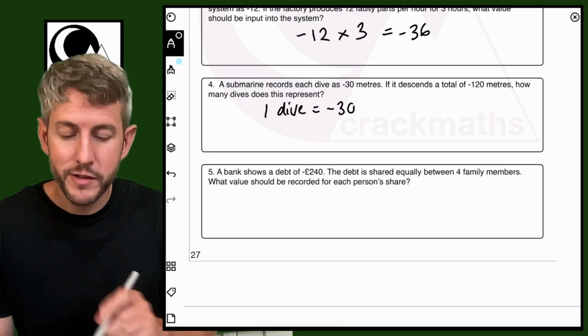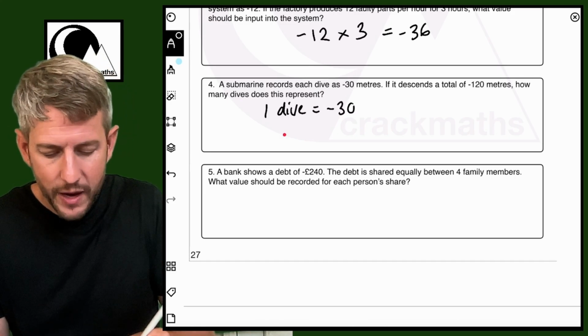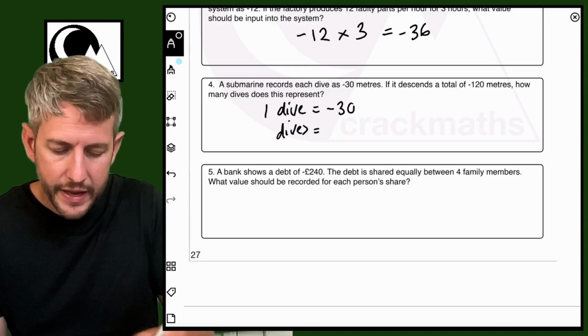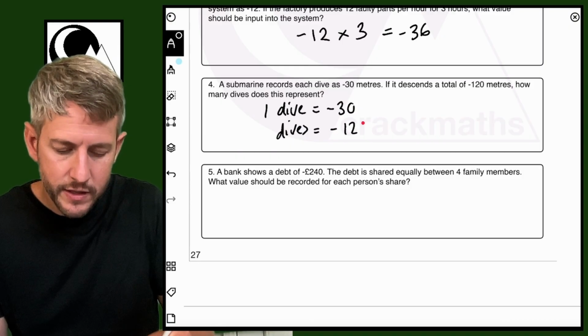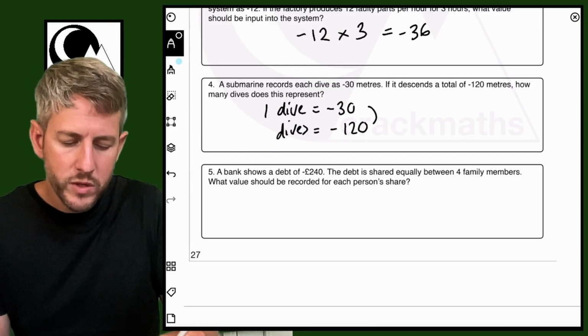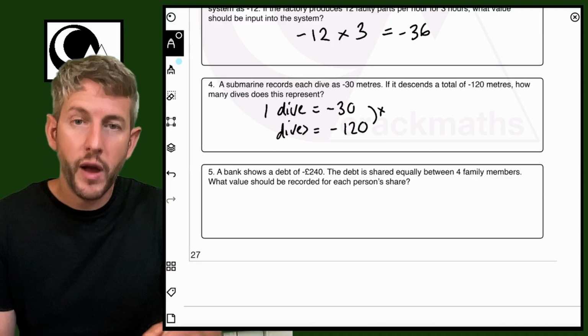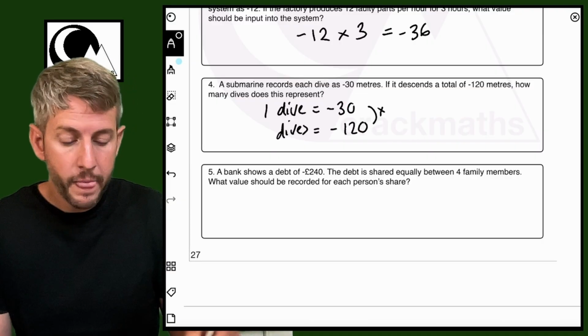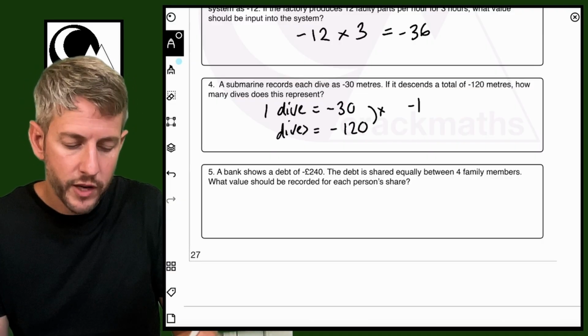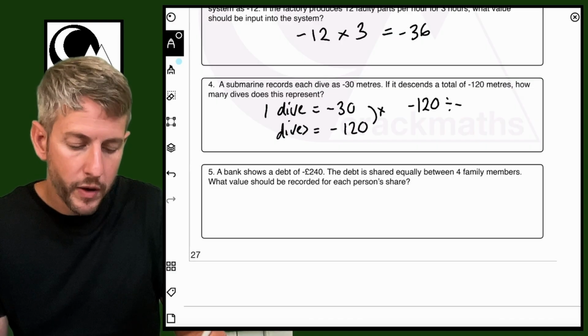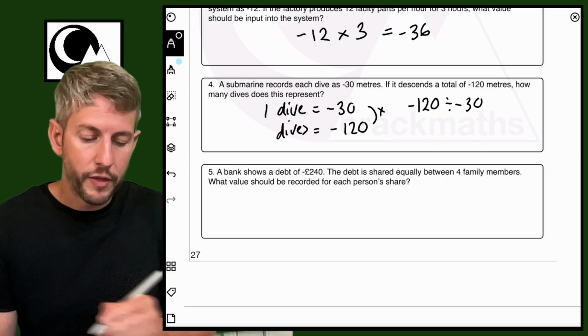One dive equals -30. So we want to know how many dives equals -120. So we want to know what we are multiplying by to get from -30 to -120. What we could do is -120 divided by -30 and find out what that is.